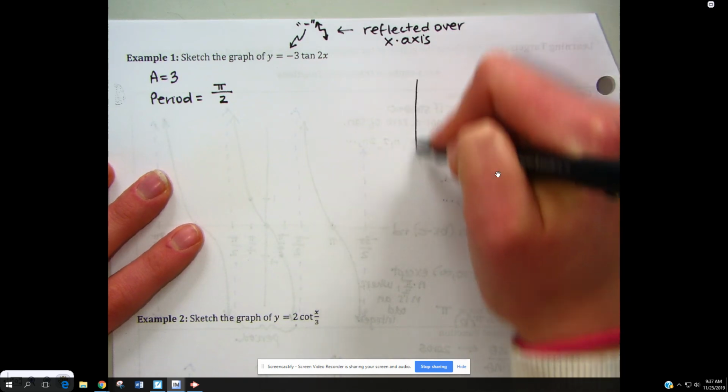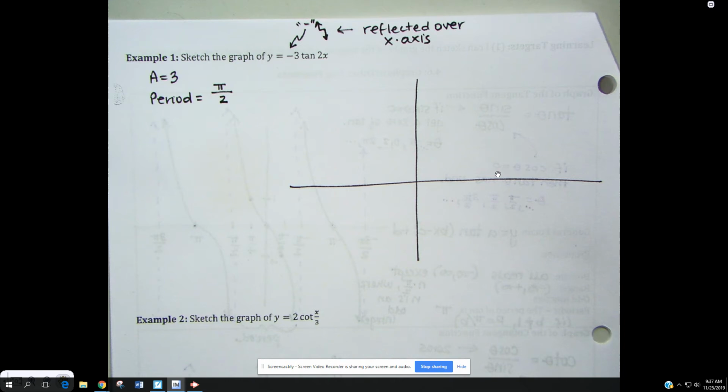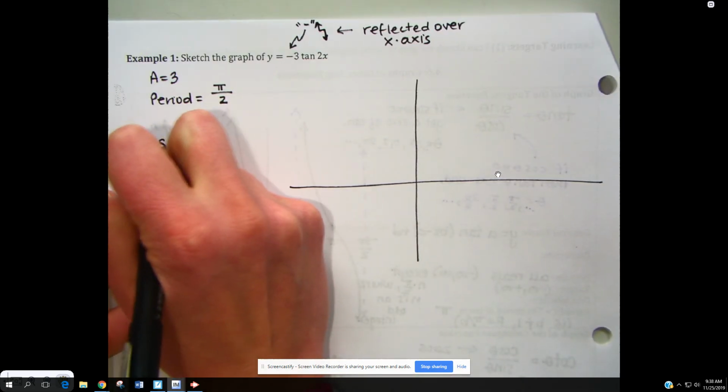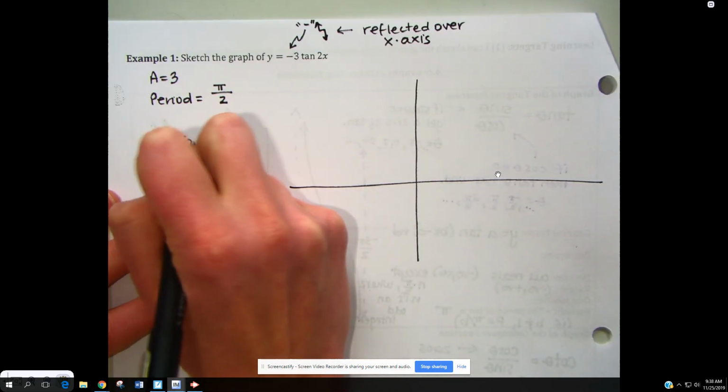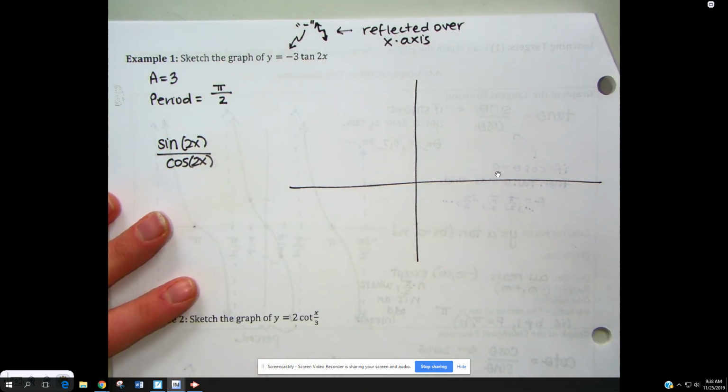Let's think about what we want to sketch. You just have to find one zero or one asymptote. If you can find one, then you can use the period and the relationships to figure out the rest. So let's think about just graphing, instead of tan of 2x, sine of 2x over the cosine of 2x.